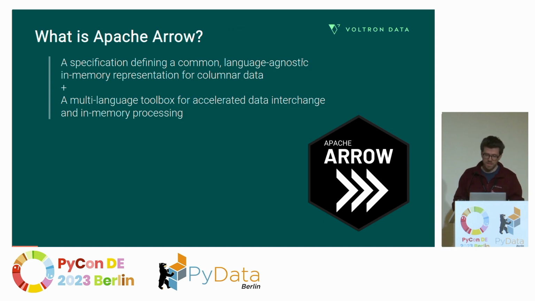So what is Apache Arrow? It's many things, but at its core, the main thing is that it specifies a standard for how to represent columnar data or tabular data in memory. That's the core specification. There are some additional specifications around that. And then you have many implementations in various languages that implement those specifications.